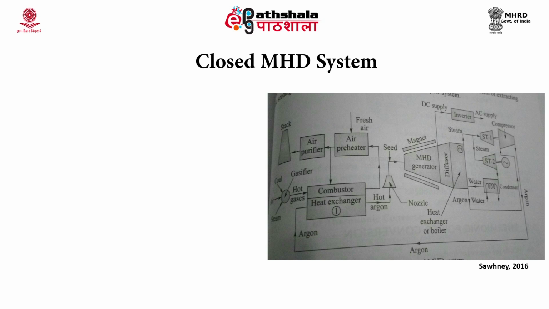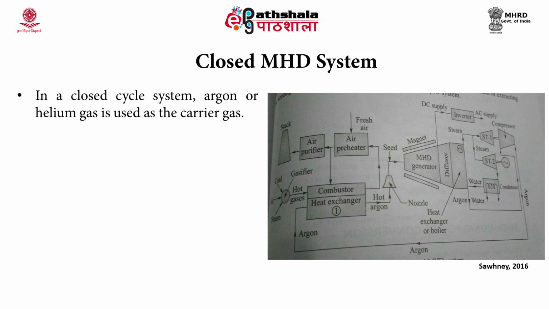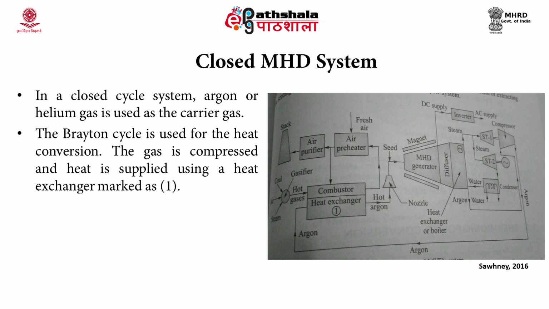Closed cycle system. In this system, argon or helium gas is used as the carrier gas. The Brayton cycle is used for the heat conversion.